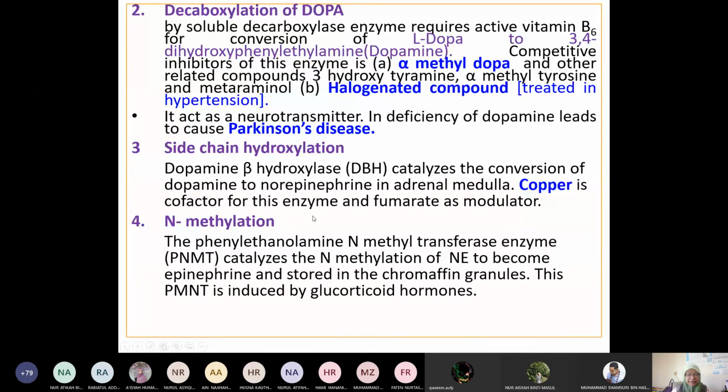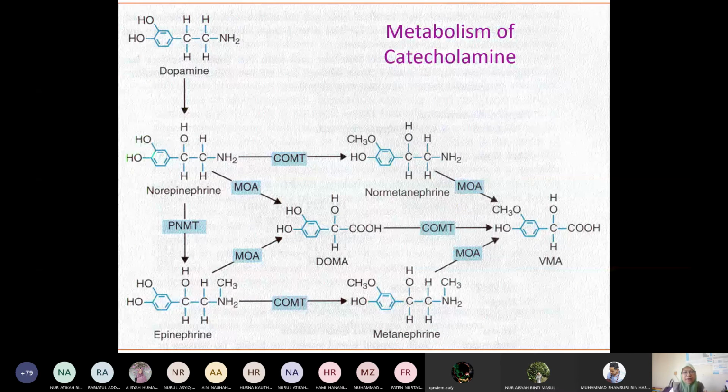N-methylation is the last step, the formation of epinephrine from norepinephrine. So the phenylethanolamine N-methyltransferase enzyme activity is very important. This enzyme activity is enhanced by the glucocorticoids. That's why the role of glucocorticoids in the biosynthesis of the adrenal medulla is important, bear that in mind. So they work together.